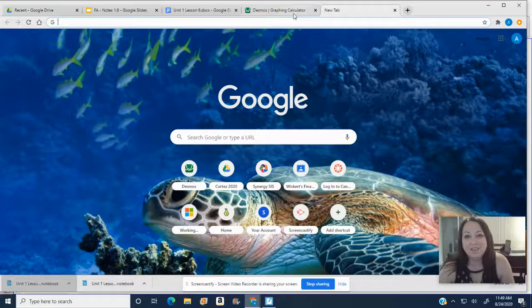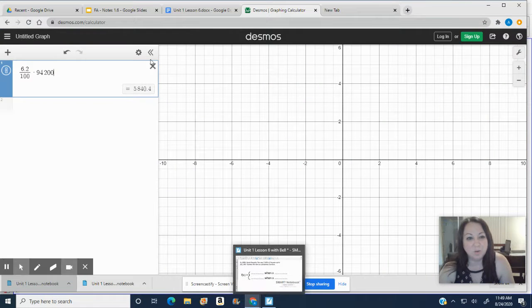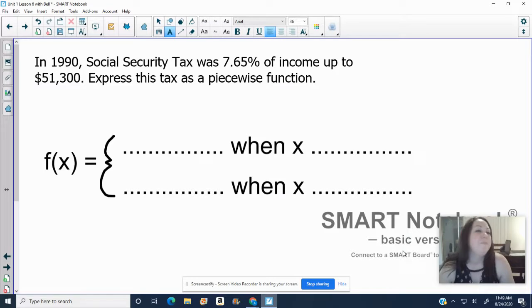Okay, we are going to go ahead and take a look at example 10. Sorry, I just want to get to the calculator here. We are looking at example 10 about the Social Security tax and how to write it as a piecewise function. In 1990, Social Security tax was 7.65% of income up to $51,300. Express this tax as a piecewise function.